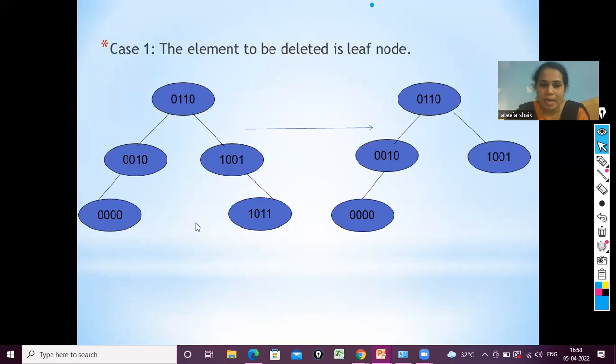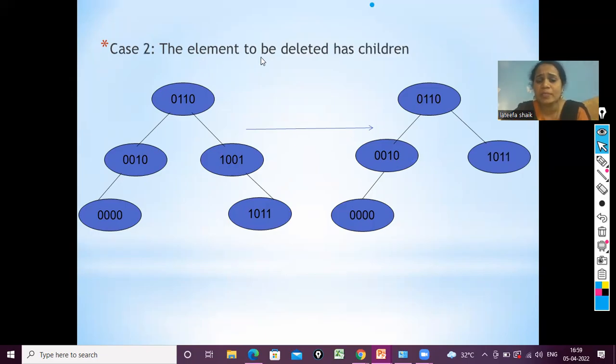Let us take this example: I am trying to delete this leaf node 1011, which is the right subtree leaf node. I can simply delete this node. No replacement is required because it is a leaf node. We are simply removing the connection. The child node is removed from the parent. This is what the tree becomes.